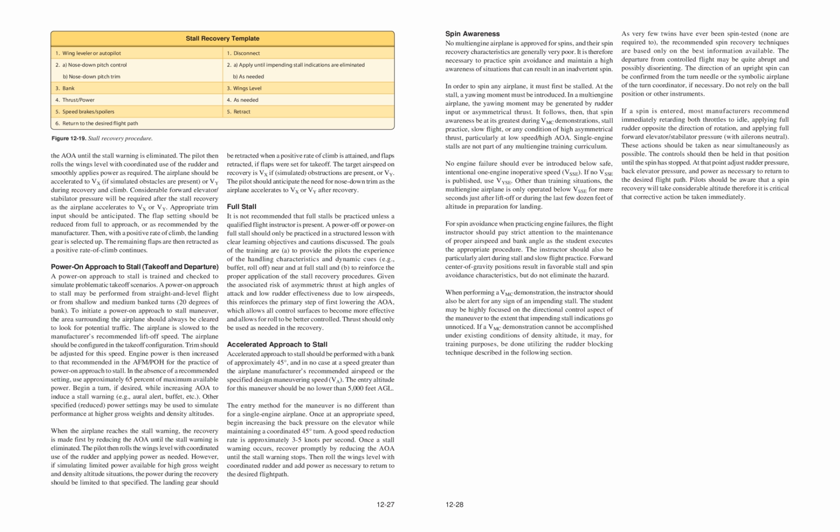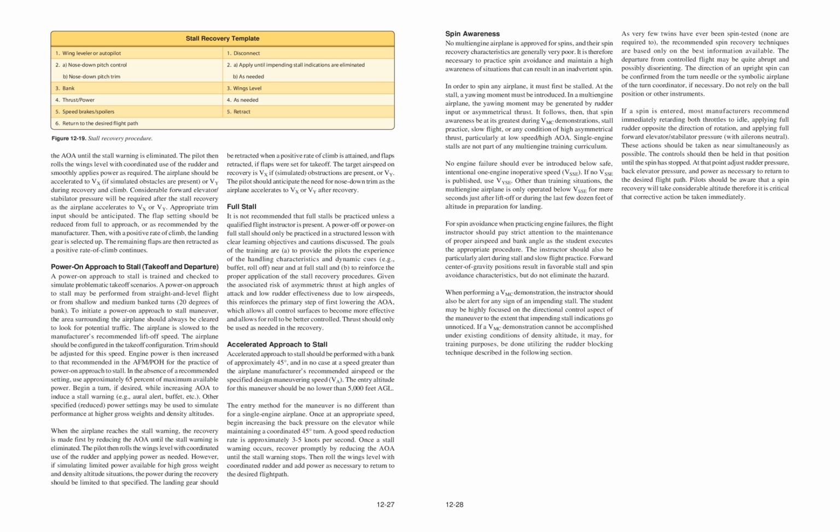The airplane should be configured in the takeoff configuration. Trim should be adjusted for this speed. Engine power is then increased to that recommended in the AFM/POH for the practice of power on approach to stall. In the absence of a recommended setting, use approximately 65% of maximum available power. Begin a turn, if desired, while increasing AOA to induce a stall warning, for example, aural alert, buffet, etc. Other specified, reduced, power settings may be used to simulate performance at higher gross weights and density altitudes.